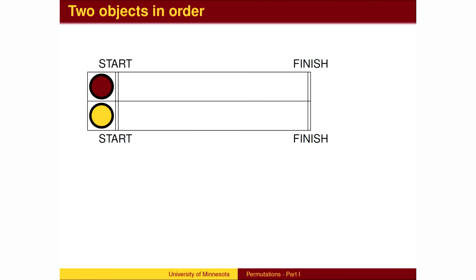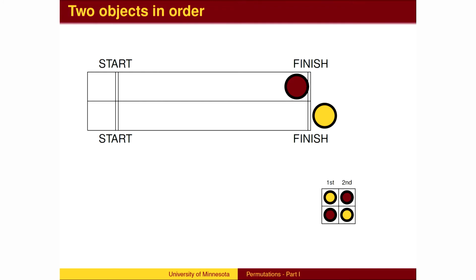Suppose we have a race between two runners, one representing the maroon team and another representing the gold team. In how many different orders can they finish? In this case, the answer is simple. Either maroon beats gold or gold beats maroon, so there are two different orders.